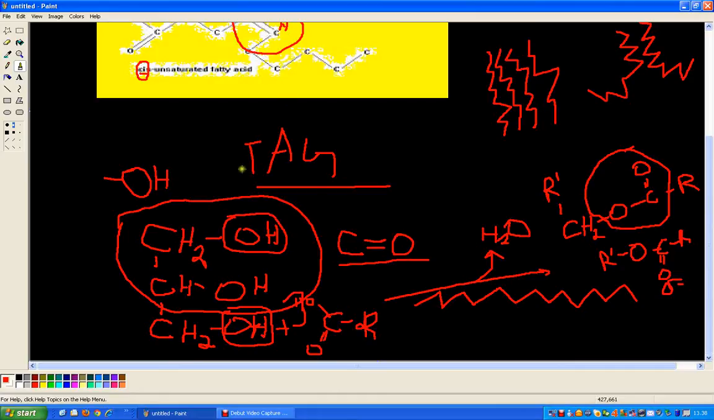So we have two major categories, which are TAGs, triacylglycerols, which are the form in which most of our fats in our body are stored as triglycerides, and then phospholipids, which are the major constituents of many of our cell membranes. They are very important for living creatures.